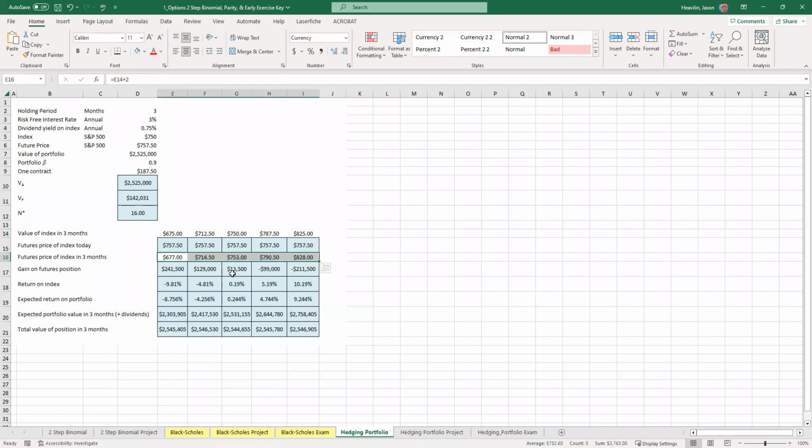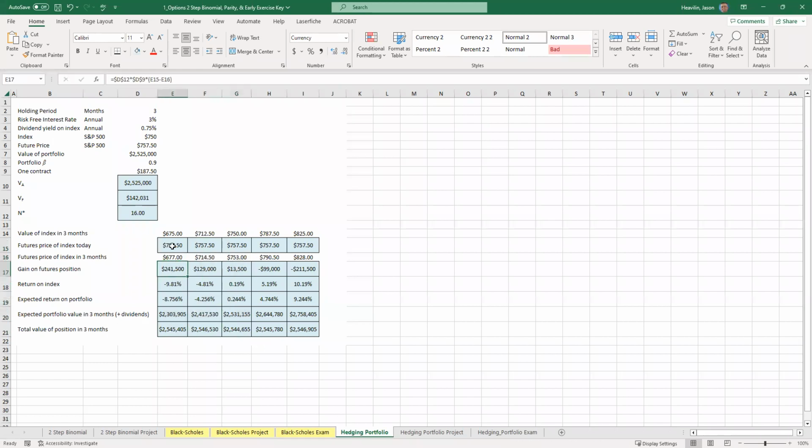This one is similar. It's a bunch of ors. The futures price index could go down to 677, 714, or 753, I'm sorry, not stay the same, but 753, 790, or 828. So those are potential outcomes. Really, we're just going to go through one of them because I can just repeat the process for each one of them to get these new numbers.